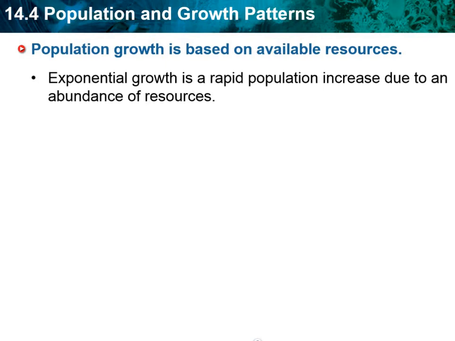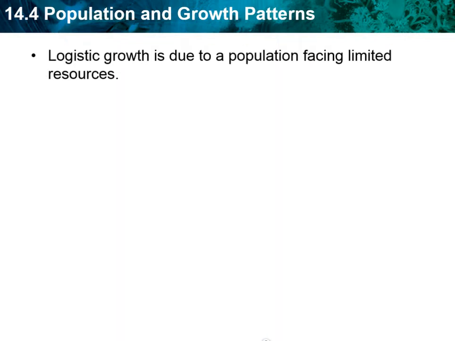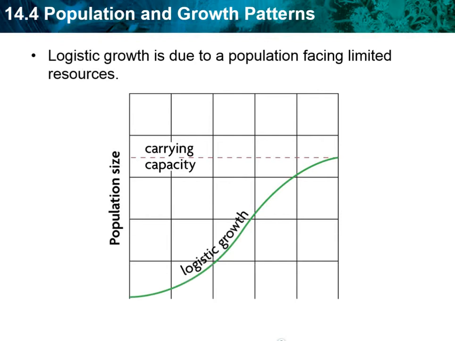So that's exponential growth, and it will keep going like that indefinitely until you run out of those resources. So exponential growth only happens for a certain amount of time in real life. It will then switch to what's known as logistic growth. So logistic growth is the normal growth, and it is due to a population facing limited resources.